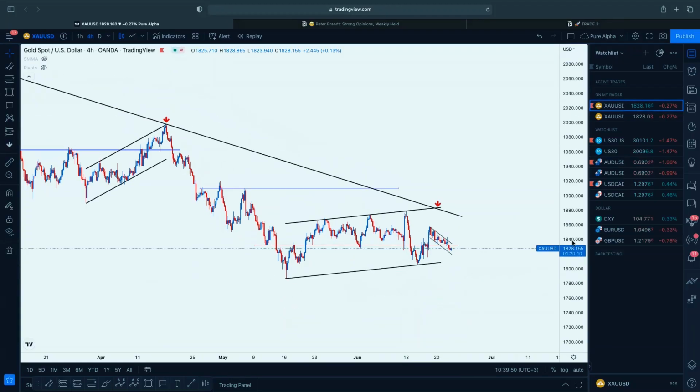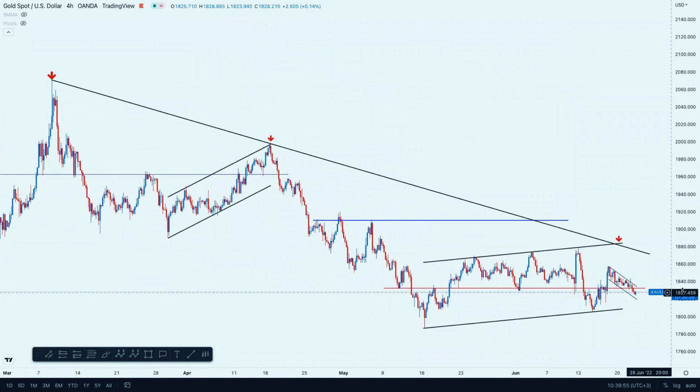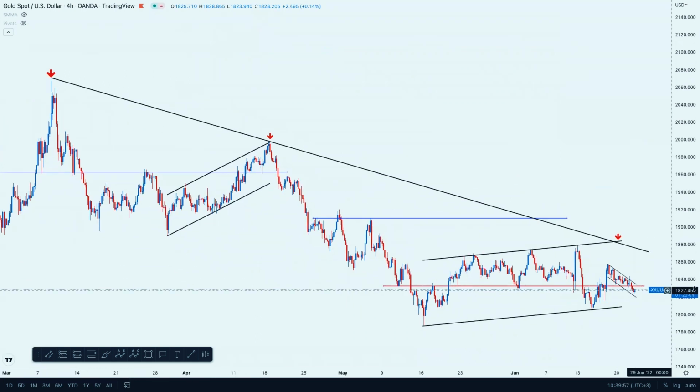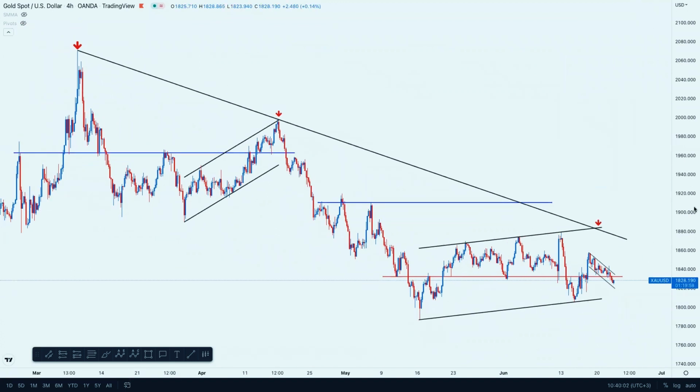What was I looking for? I was looking for a third trendline bounce on this one. So remember, my form of analysis is very technical. I don't use a lot of indicators. It's purely technical: chart patterns, price action, key levels, and trend lines. So that's what I'm normally looking at.